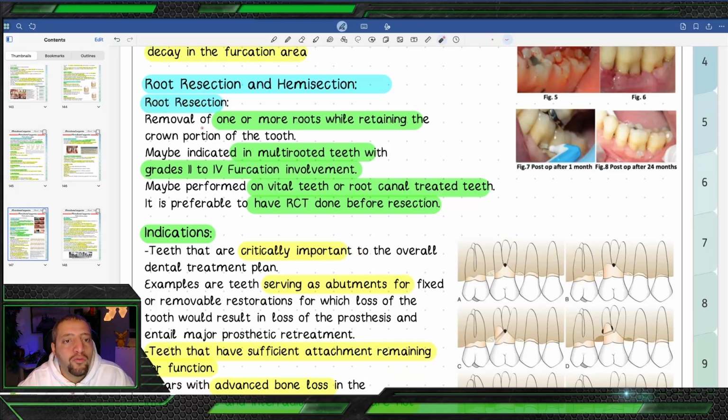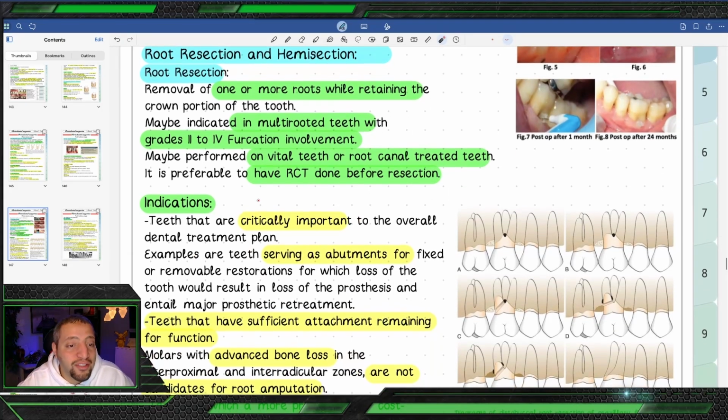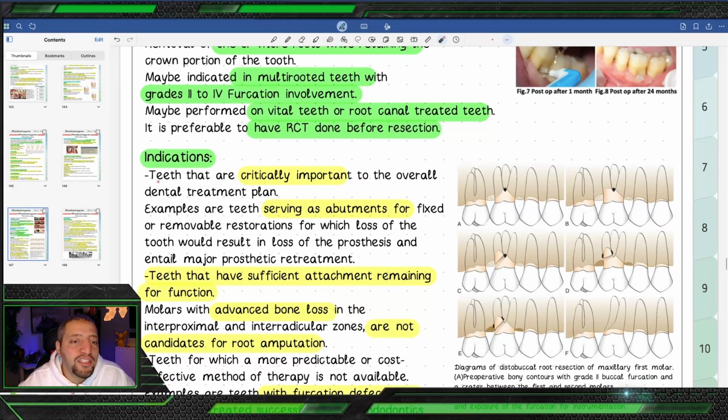So in root resection, we remove one or more roots while retaining the crown portion of the tooth. It may be indicated in multi-rooted teeth with grade 2 to grade 4 furcation involvement when performed on vital teeth or root canal treated teeth. This is shocking for me, but I confirmed it twice from the textbook. Yes, it can be done for vital or root canal treated teeth, but let's do RCT before doing this one. Anyway, the indication is teeth that are critically important. Why do we do all this periodontal surgery? For teeth which are important. If it's not important, extract it.